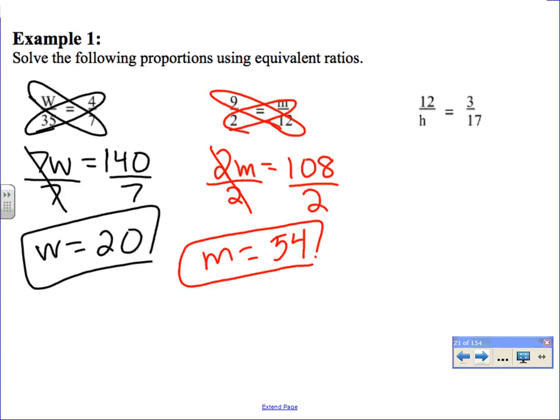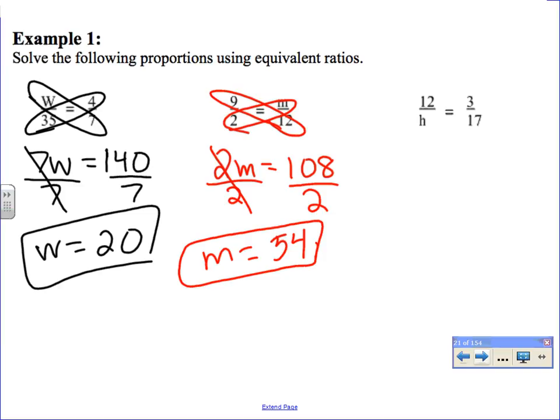Now, to check your answer, you can take that 54, put it back into the proportion, and then if you're not sure, use your calculator, take 54 divided by 12, hit math, enter, enter, and it will reduce it to 9/2 for you. Okay? Okay. And then one more. Let's do this last one together.